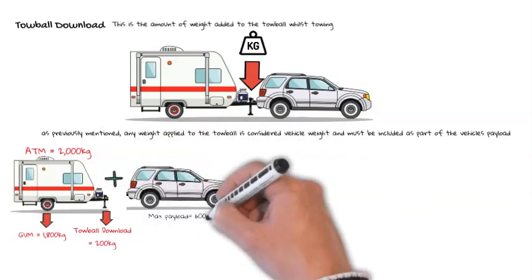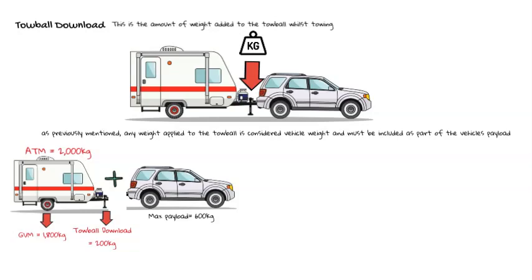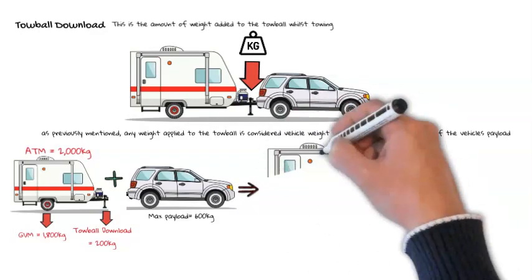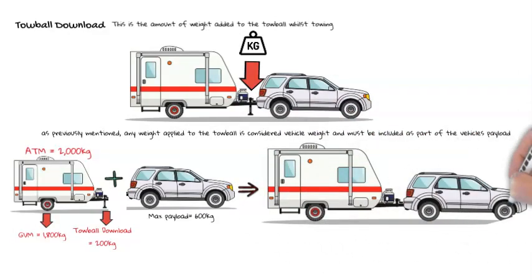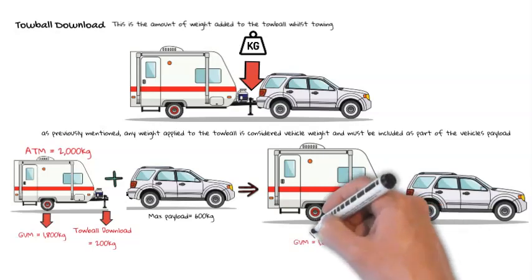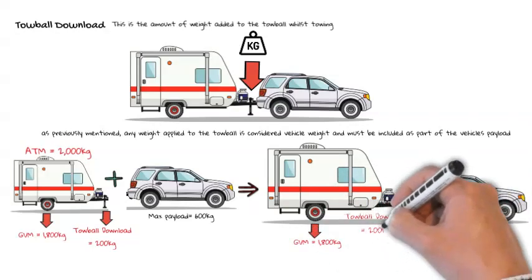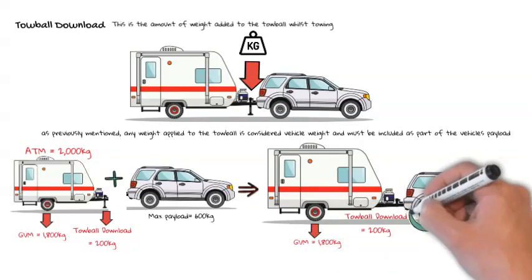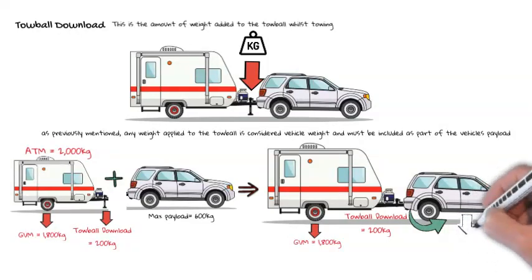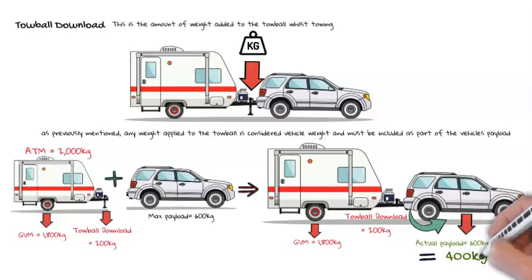As you can see, this vehicle has a max payload of 600 kilograms. However, when towing this caravan, which has a tow ball download of 200 kilograms, that weight is now transferred to the vehicle, meaning that the remaining free payload available now becomes 400 kilograms instead of the original 600. This now reduces the accessories you can add to the vehicle whilst towing.